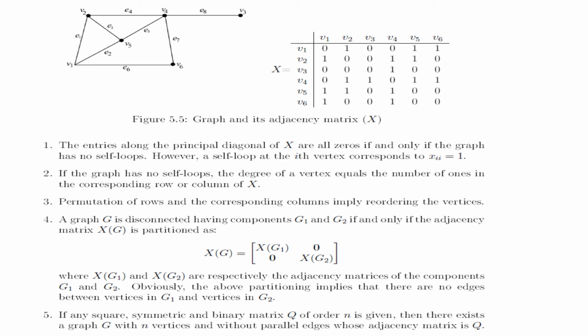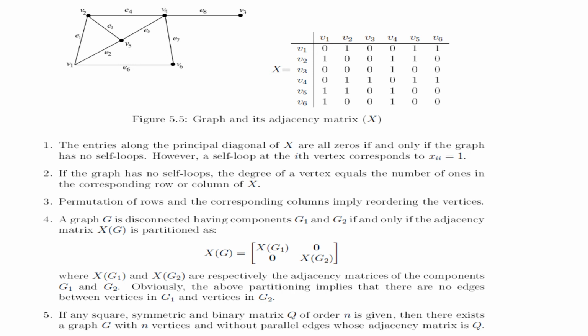You are given the graph and its corresponding adjacency matrix X of G, and you can observe the following properties. The first one is the entries along the principal diagonal of X are all zeros if and only if the graph has no self loops. However, a self loop at the ith vertex corresponds to Xii equal to 1. Second property, if the graph has no self loop, the degree of a vertex equals the number of ones in the corresponding row or column of X.